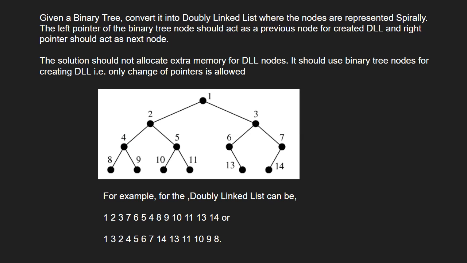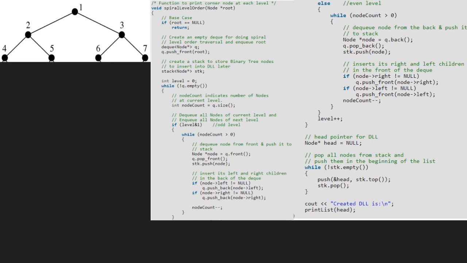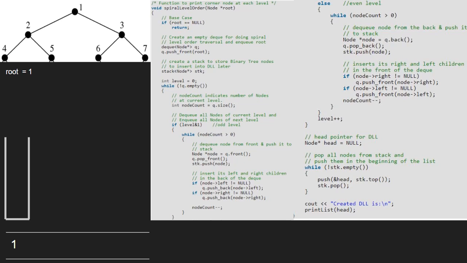Now, let us see the algorithm. Let us also have a sample tree to test our algorithm. We pass the root node to function spiral level order. So, root will point to 1 and we push 1 into a DQ. Also, we create a stack to store binary tree nodes. We take a level variable and initialize it to 0.